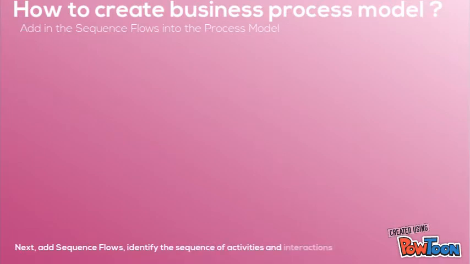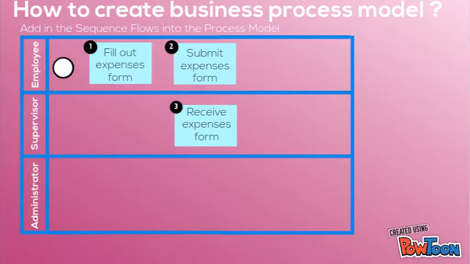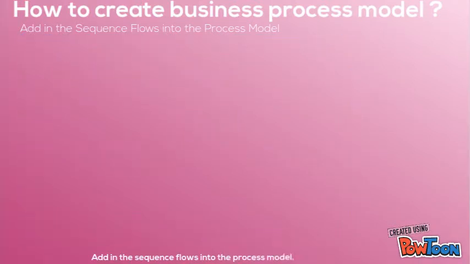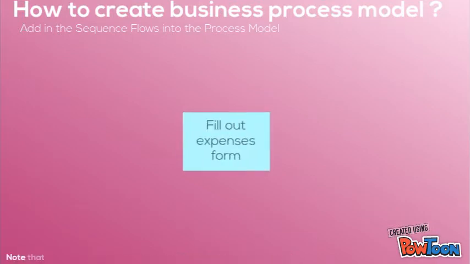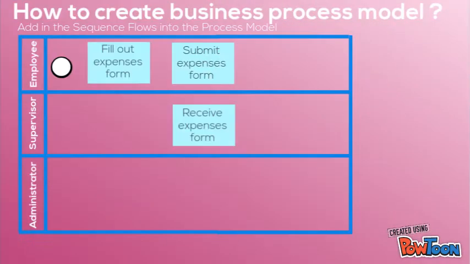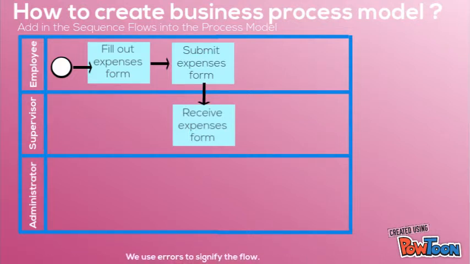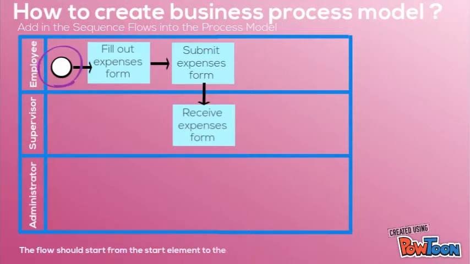Next, add sequence flow. Identify the sequence of activities and interaction between participants. Add the sequence flows into the process model. Note that all tasks must have an arrow in and an arrow out. In step 1 of the case study, the employee has to first fill out an expense form and then submit the form to his supervisor. We use arrows to signify the flow. The flow should start from the start element to the fill out expense form task in the employee's swim lane.